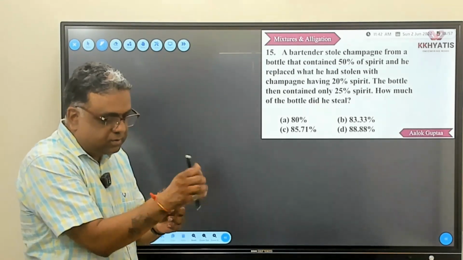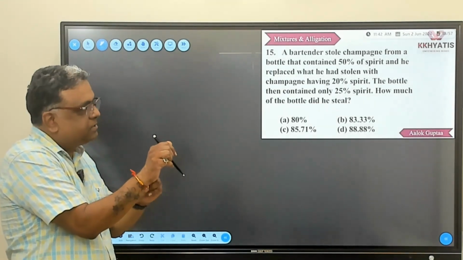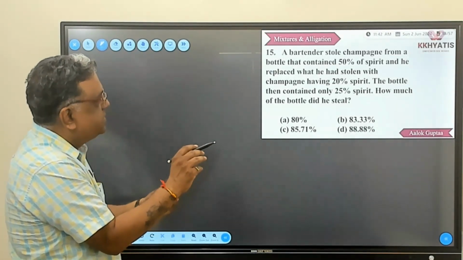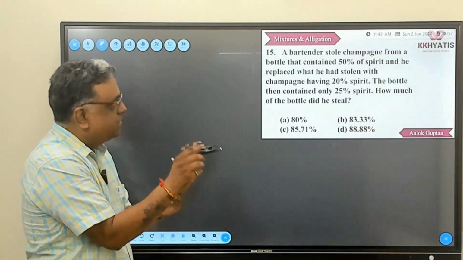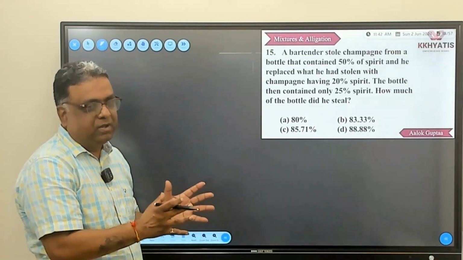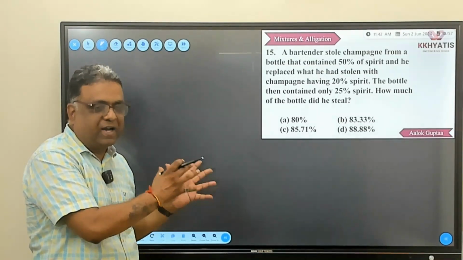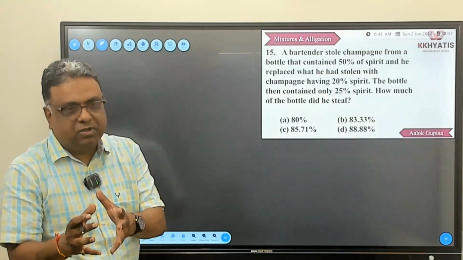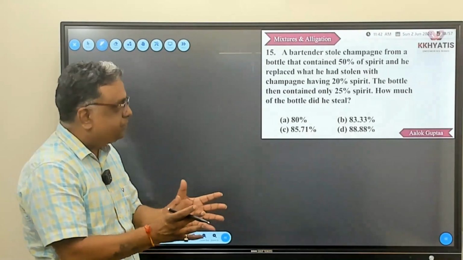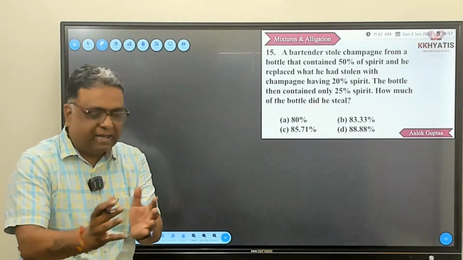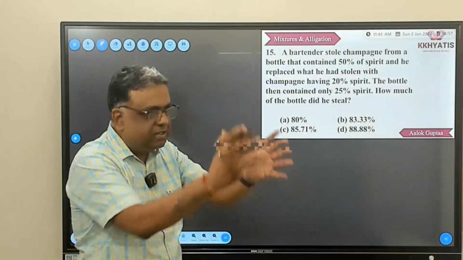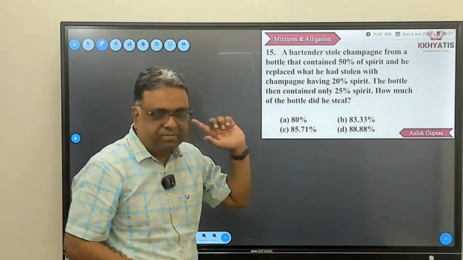Okay, so again with alligation we are going to try to solve this problem. A bartender stole champagne from a bottle that contained 50% spirit and he replaced what he had stolen with a champagne having 20% spirit. There was one bottle in which the concentration of spirit was higher, and another bottle in which the concentration was lesser, that is 20%. So he stole something out of this and then mixed the 20% in that, and it resulted in a champagne having 25% spirit, right?